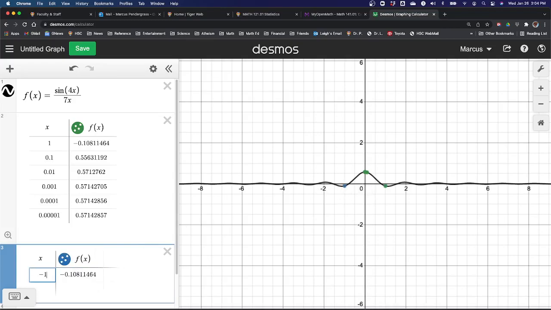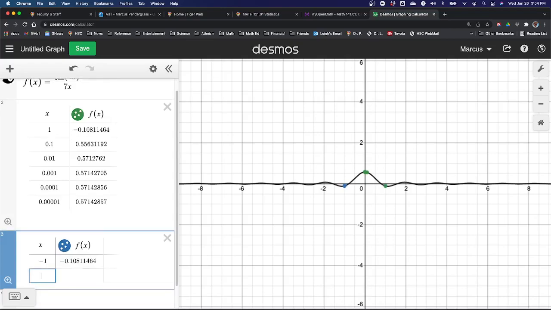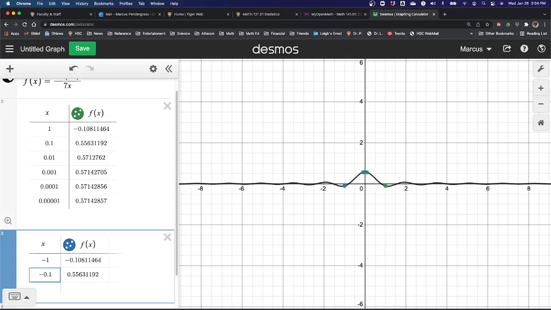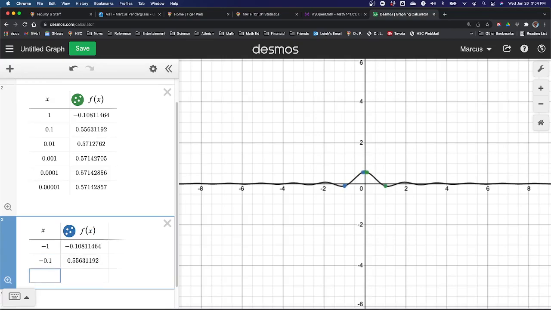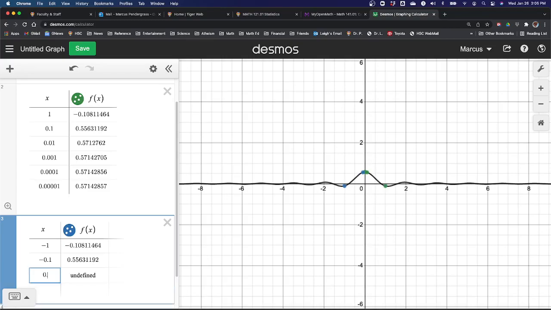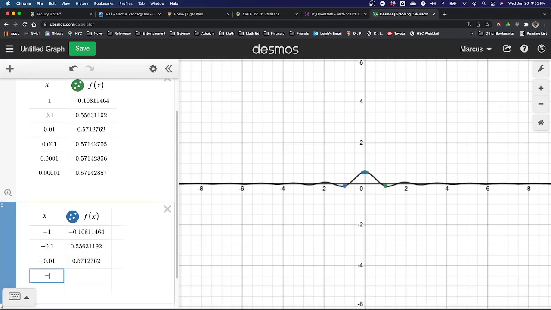So I could start with x equal to minus 1, right? And I can read off my f of x value. And I'll do the same kind of thing, minus 0.1. And I'm looking to see if those f of x values are converging to any specific number. Now I need minus 0.01. Okay, I'm kind of seeing the same thing. It looks like the 0.5 has settled down, but the second digit hasn't.